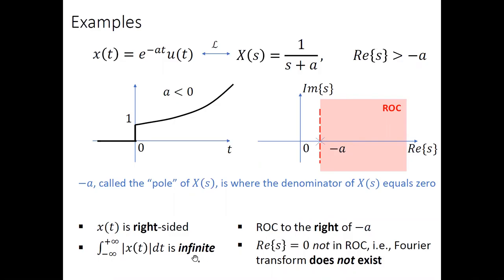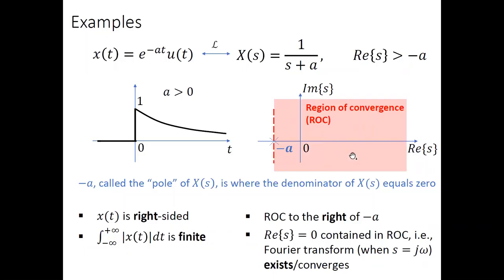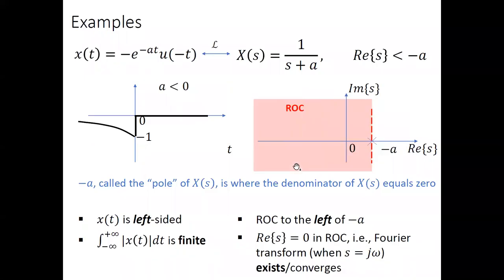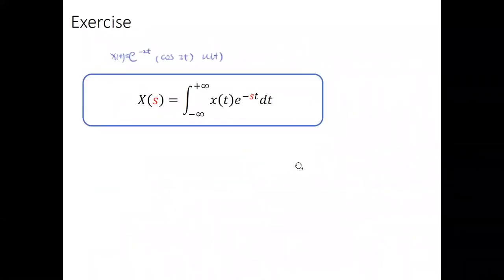Another observation is that if the absolute integral of the time domain signal is infinite, then the region of convergence does not cover the pure imaginary axis and the Fourier transform does not exist. Or vice versa, if the integral is finite, then the region of convergence covers the imaginary axis and the Fourier transform exists, because the Fourier transform is the special case when s takes values on this imaginary axis. In other words, s equals j omega. These are the important observations from the examples last lecture.